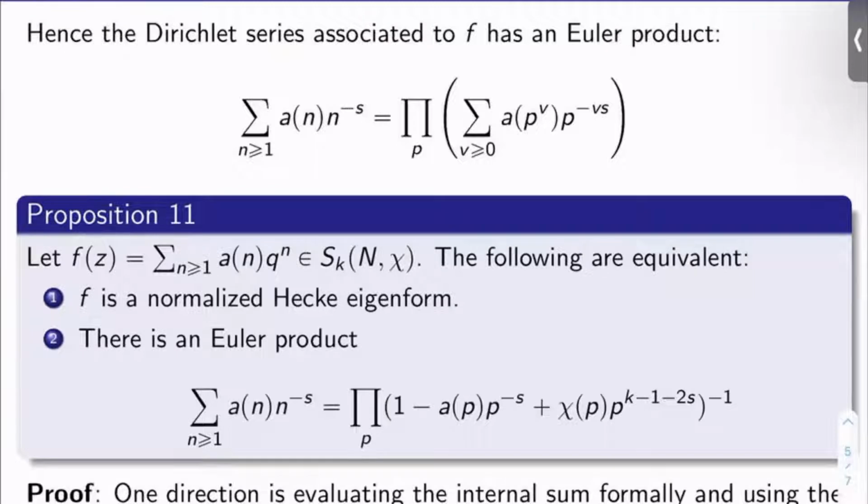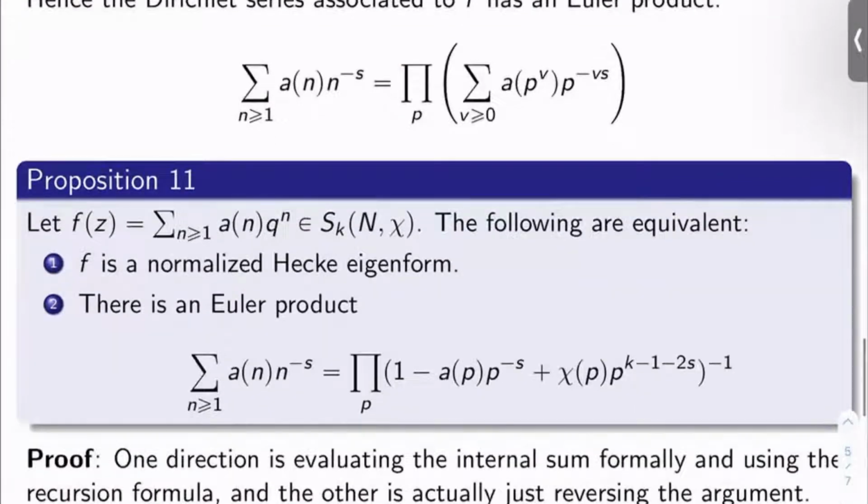Dirichlet series associated to certain cusp forms f, namely the Hecke eigenforms, do have Euler products, and so we can call this sum here an L function or an L series associated to f. Okay, and actually we can do better than this.